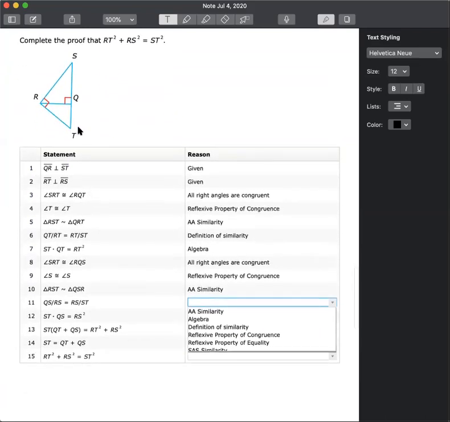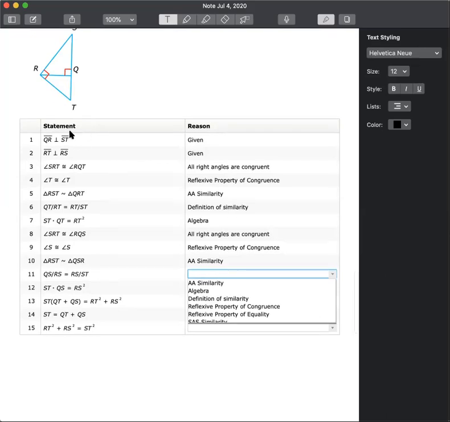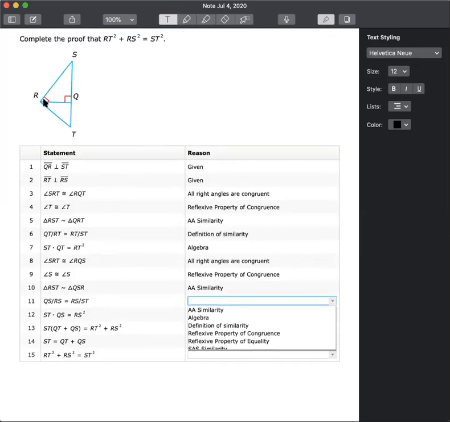So RT, this side right there, the smaller leg, plus RS right there is going to be equal to the hypotenuse, which is going to be the longest side right here. All right, so you have your first two given, 2 perpendicular statements. Next one is going to be looking at the right angles. SRT right here is going to be congruent to this right angle on the other side. And you'll see that later on in the statement on number 8 as well. You're going to repeat that, just a different order on those.